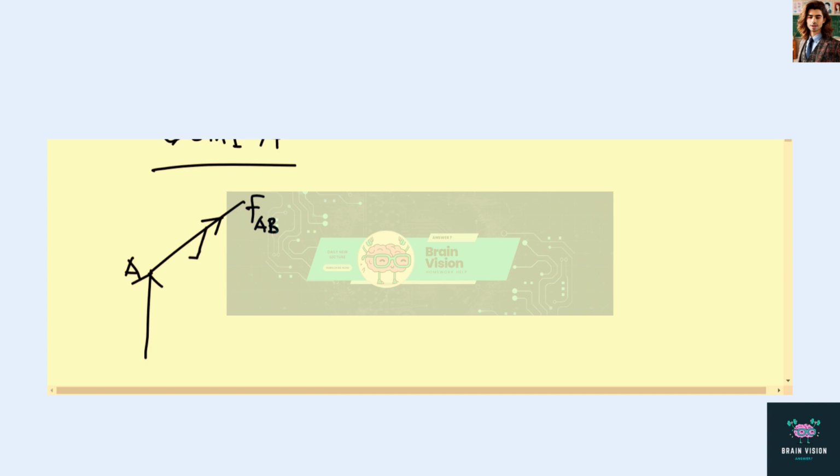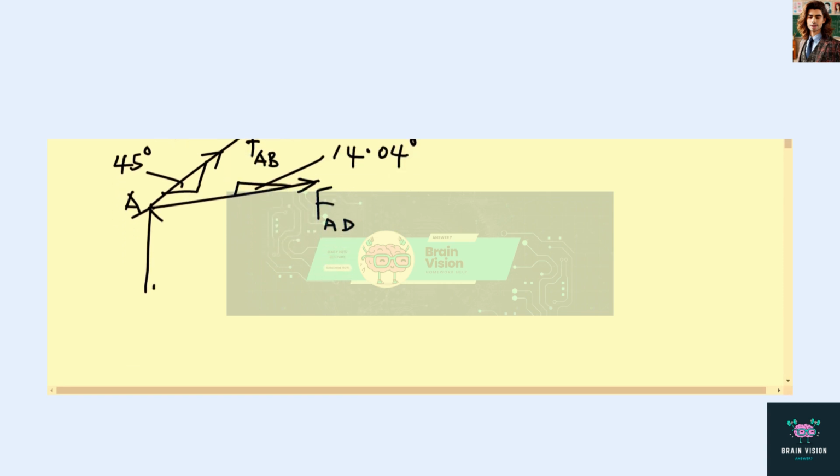Now, this angle is inclined at 45 degrees. So use the information given in the question, in the structure there, to do that. And we have another force like this, which we can call F subscript AD, and the angle there is 14.04 degrees if you work it out. Of course, this is what we got: P over 2 for reaction at A.